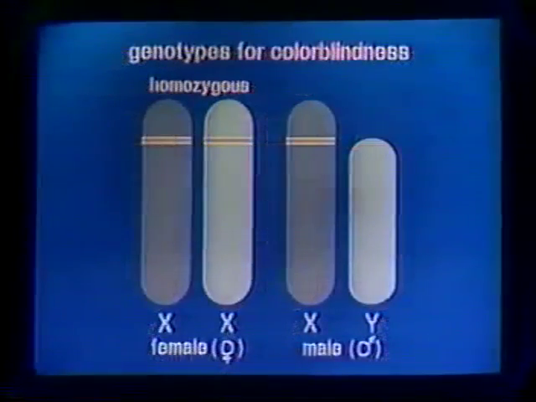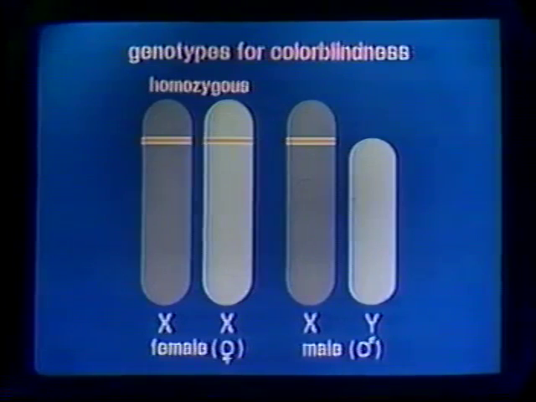Here are the two genotypes for color blindness. The first is a homozygous pair of recessive genes. It requires two X chromosomes and so is female. The other combination is a single recessive gene on the X chromosome and no corresponding gene on the Y. It is male.